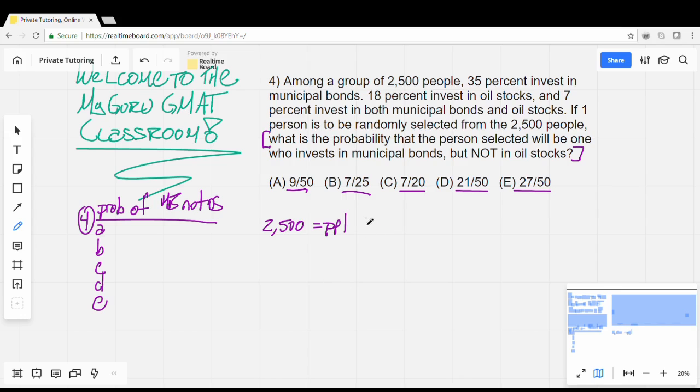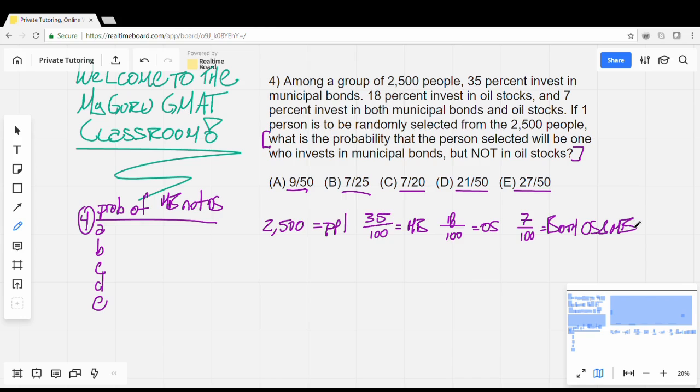So I'm going to have 35 out of 100 equals MB. Then I know that 18 out of 100 is going to be my OS, and 7 out of 100 is going to be those that are in both OS and MB. So at every step of the problem, you're going to want to consider logical estimation.